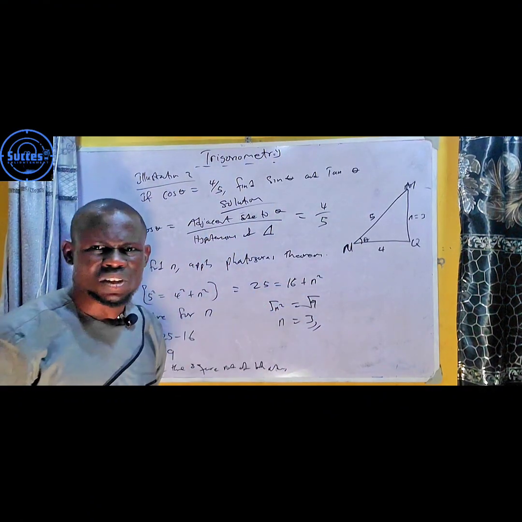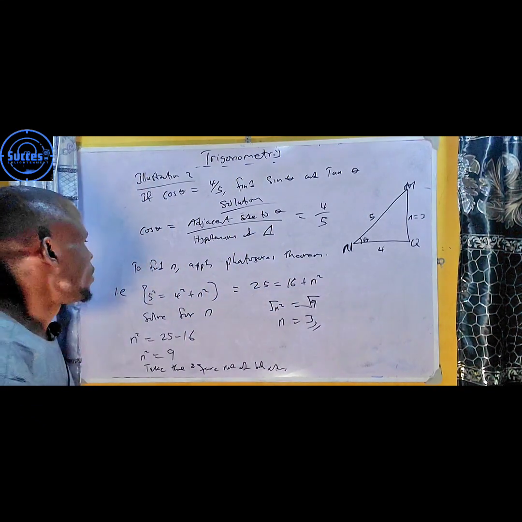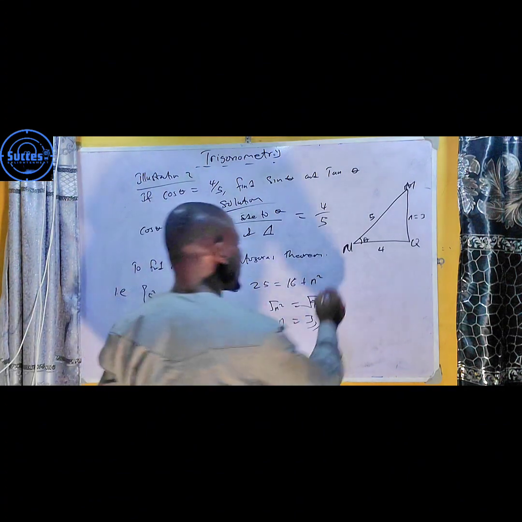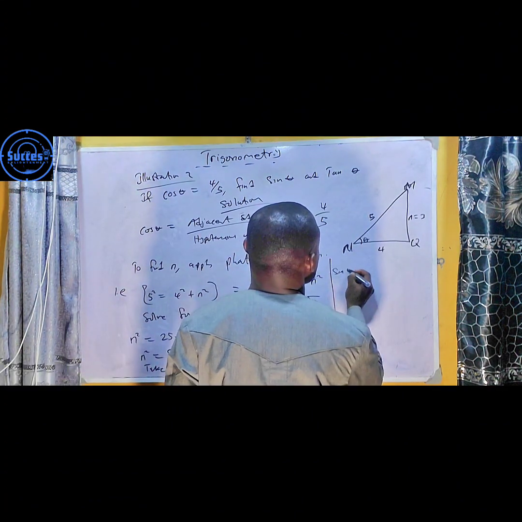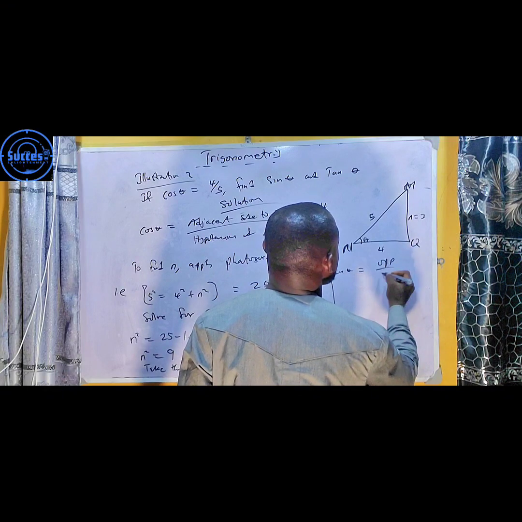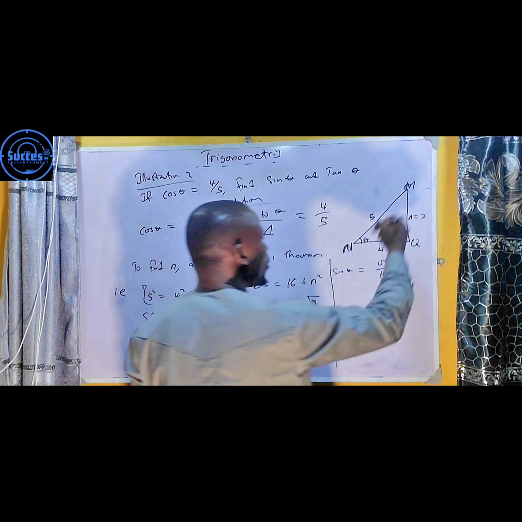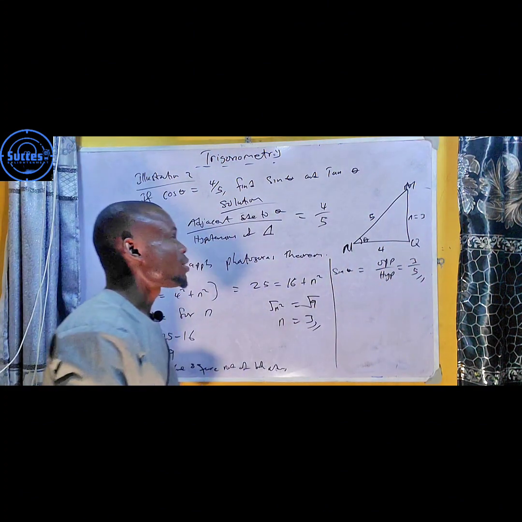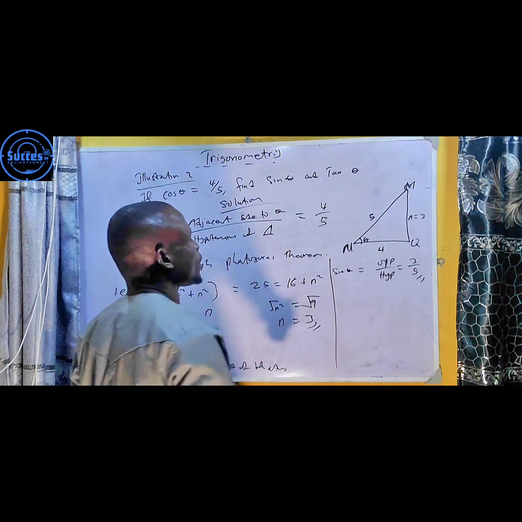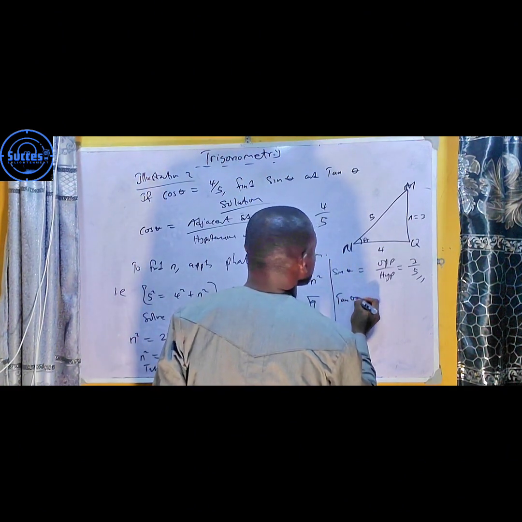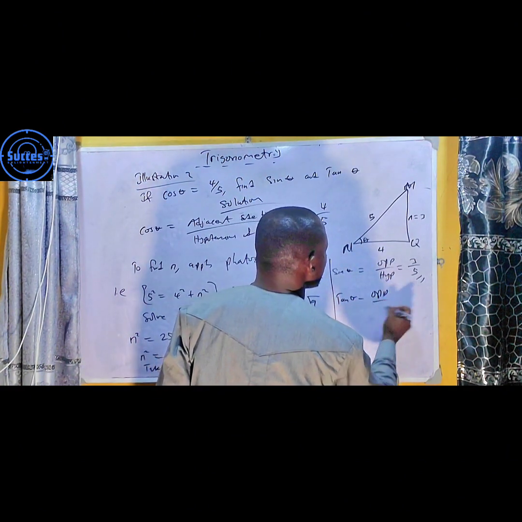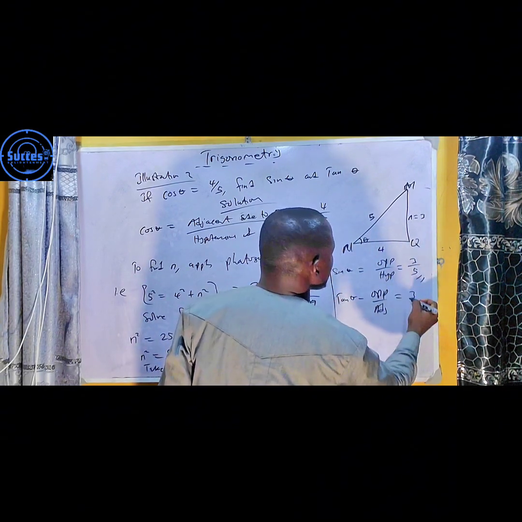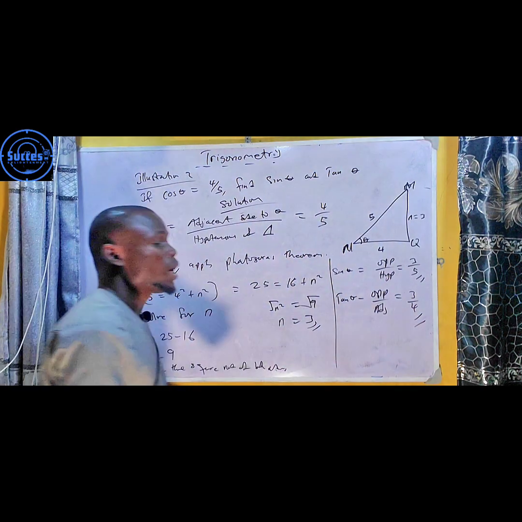It won't take you up to 30 seconds. So now from here you have to find sin theta and tan theta. What is sin theta? Sin theta is opposite over hypotenuse. The opposite here is 3, and the hypotenuse is 5. So that's your sin theta. And you also have to find tan theta. Tan theta is opposite over adjacent. So the opposite here is 3, and the adjacent here is 4. And that's your tan theta.